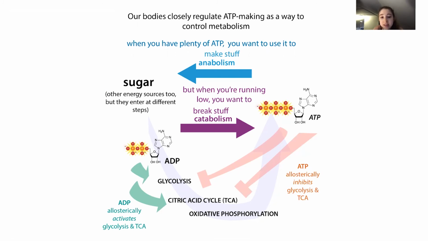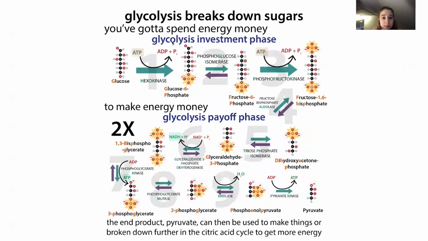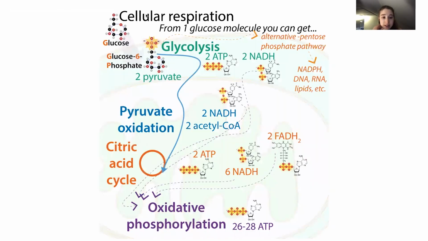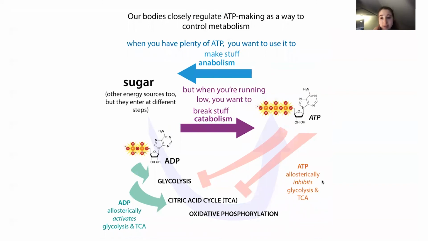And so when this is going, ATP is going to allosterically inhibit glycolysis and the citric acid cycle. Glycolysis is where you're breaking down a sugar, and then the citric acid cycle is the part that's after it. And then that goes into oxidative phosphorylation, the electron transport chain, which is where you get the big payoff in ATP. But the important point is that ATP is going to inhibit those. So glycolysis and the citric acid cycle are when you're breaking things down, and ATP is going to inhibit the enzymes that are breaking things down. It's going to do this allosterically.